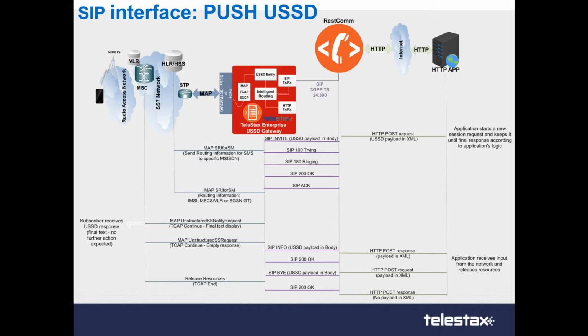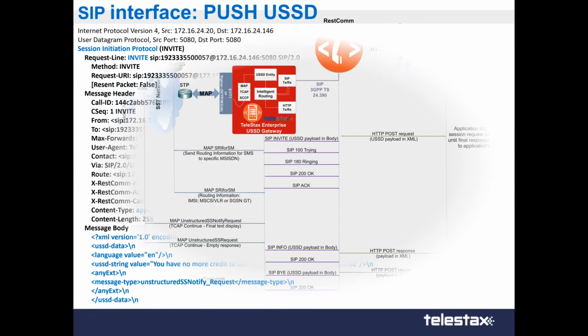This slide shows the other push USSD use case, a USSD notify service. In this case, an application needs to send a USSD message not expecting any reply back from the user whatsoever. In this example, the application sends an HTTP post to RESTCOM Connect, which in turn, according to the service logic triggered by this HTTP post, initiates a push USSD via SIP invite to be conveyed to the user via the USSD gateway.